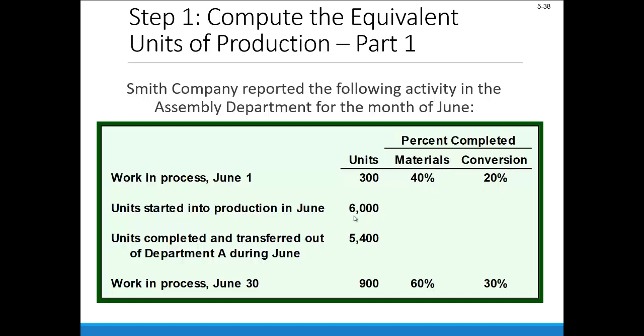They started into production 6,000 units in that same month. During the month, they finished and transferred out 5,400 units. And then at ending work in process, they had 900 units. And those things were 60% complete with respect to materials, 30% complete with respect to conversion.